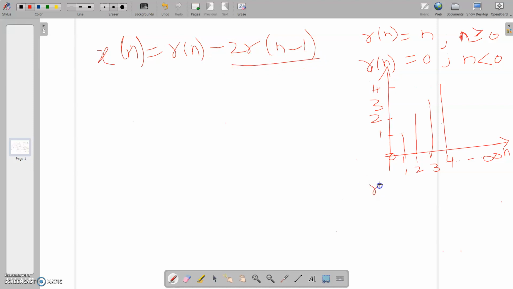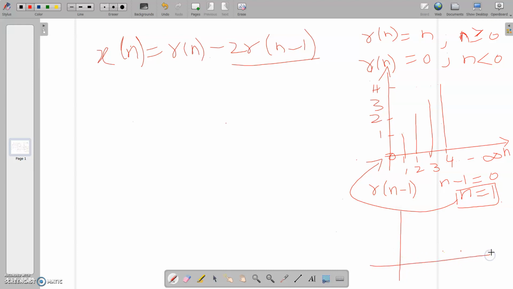So how do we represent R of n minus 1? This is nothing but a time shifting operation. For the time shifting operation, n minus 1 equated to 0 gives n is equal to 1. Add this n is equal to 1 to all the values of n in R of n. So what happens? 0 plus 1 becomes 1, 1 plus 1 becomes 2, 2 plus 1 becomes 3, 3 plus 1 becomes 4, 4 plus 1 becomes 5, and it goes up to infinity. Okay. So this is nothing but your R of n minus 1.